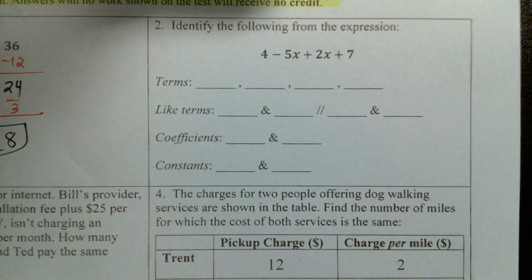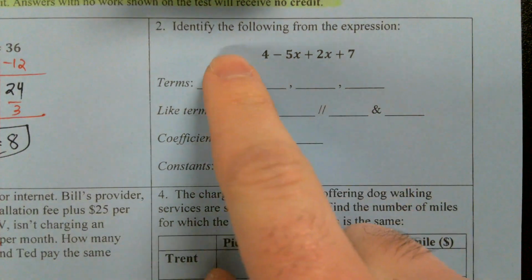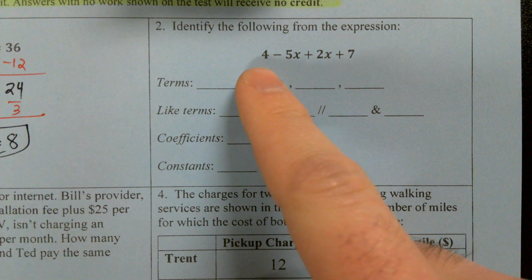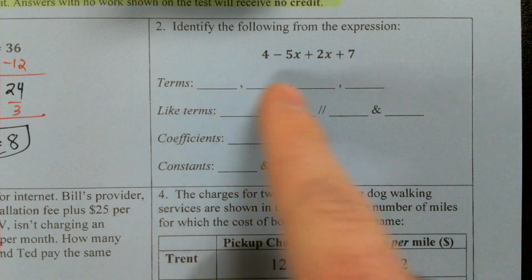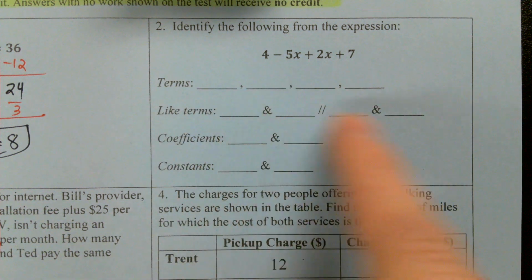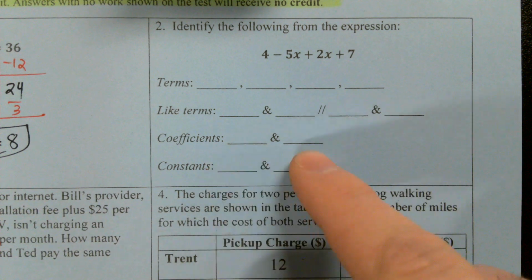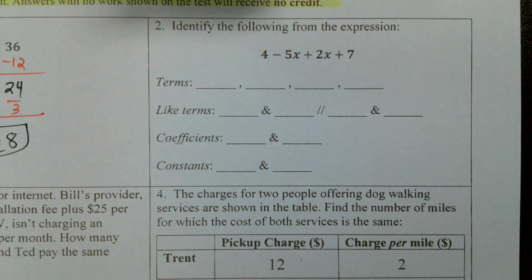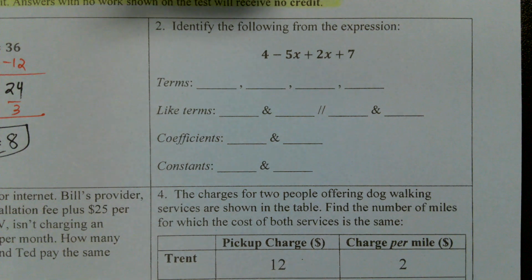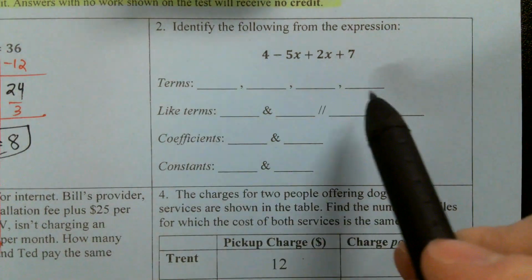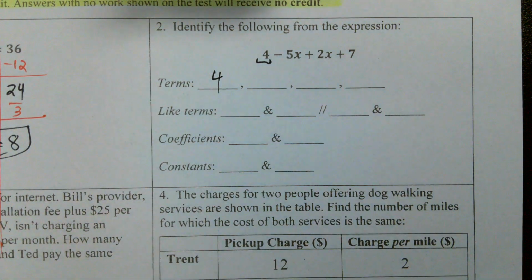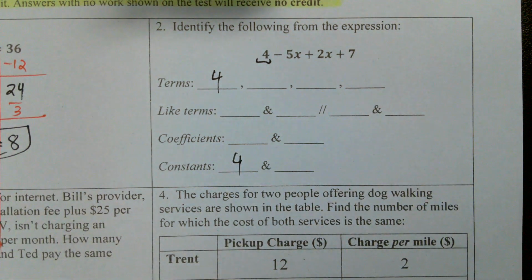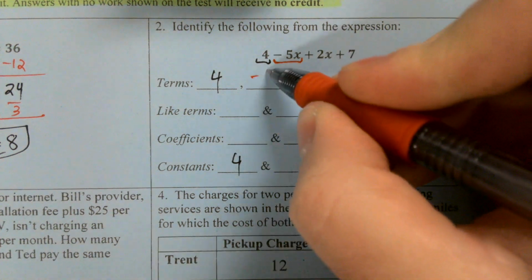Number 2, just kind of a vocabulary review more than anything. Identify the following from this expression. We've got 4 minus 5x plus 2x plus 7. We've got 4 terms that we need to identify, 2 sets of like terms, 2 coefficients, 2 constants. So we got to know what those different things are and what they mean. 4 terms. My first term is a constant term of 4. I can also put that down here with the constants. My second term, negative 5x.